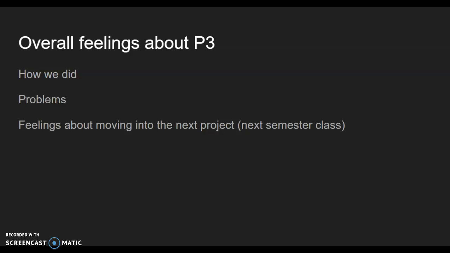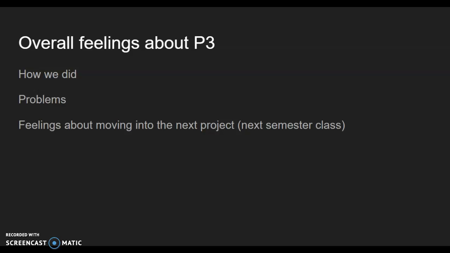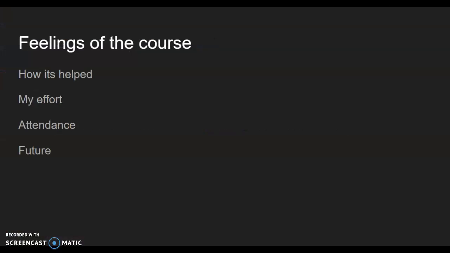The feelings about moving on to the next project, which is the next semester class. We're actually going to be working with this bot, not specifically, but the bots that we have already done. We're going to be using these for the next semester's class, and we're going to be expanding on it as well. And going into that, it's going to be rough. Depending on how this one was, it's going to take some time for sure. This next project, specifically the coding. The coding itself was really time consuming and stressful.